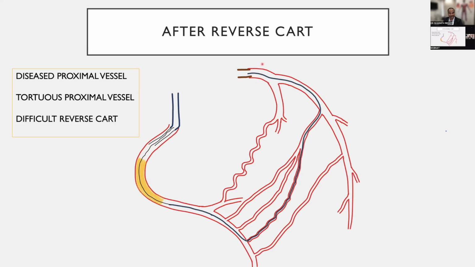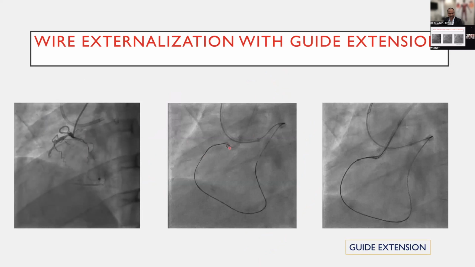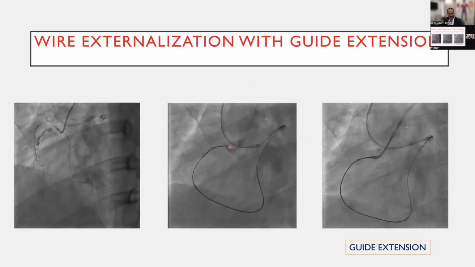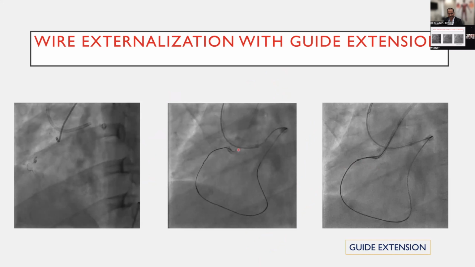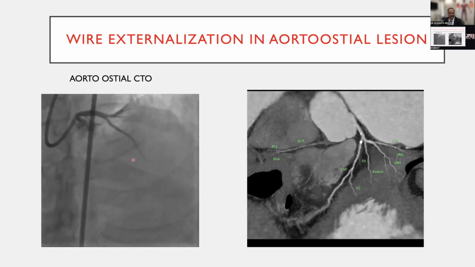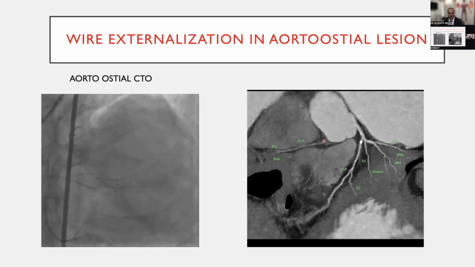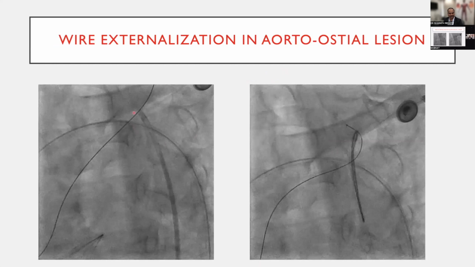If there is disease in the donor vessels proximally, I prefer not to externalize. I do a tip-in, take an antegrade access and finish the procedure. And you can see here, where the guide is not coaxial with the vessel, it is difficult to externalize. Take a guide extension and externalize. And in aorto-ostial CTOs, there is no antegrade access, so obviously you need to externalize by snaring.